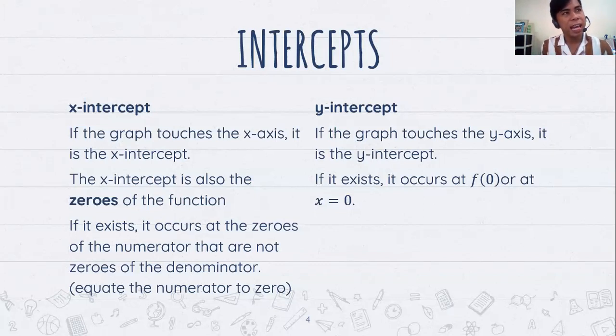Okay? And there are times that an intercept exists or not, depende nga kung tatama siya sa graph. Okay? If it exists, it occurs at the zeros of the numerator that are not zeros of the denominator. Or kapag hinanap natin yung zeros sa numerator and hinanap natin yung zero sa denominator, dapat hindi siya zero ng denominator, yung nasa numerator. Okay? Kaya dapat, we need to equate our numerator to zero.